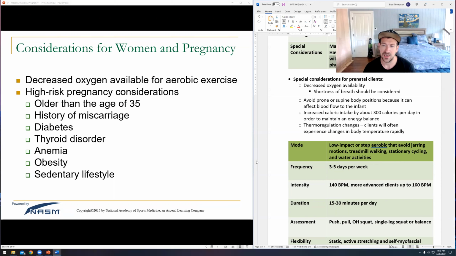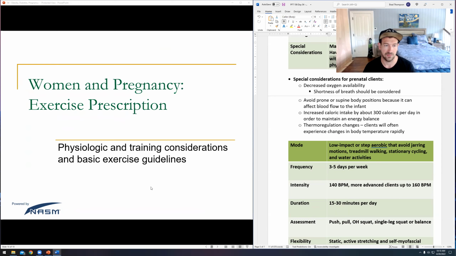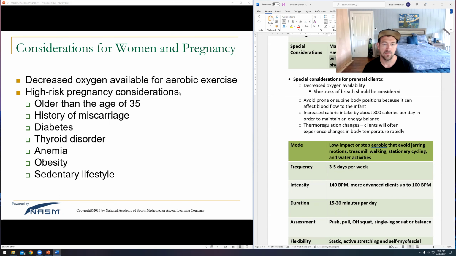So there's a lot of misconceptions. We do want to make sure that we are dispelling some of those. But we do have a couple considerations for a high risk pregnancy. If your client is older than 35, has a history of miscarriages, is currently diabetic, or has a thyroid disorder, anemia, was previously obese, or has a generally sedentary lifestyle, all of those things are considered high risk.